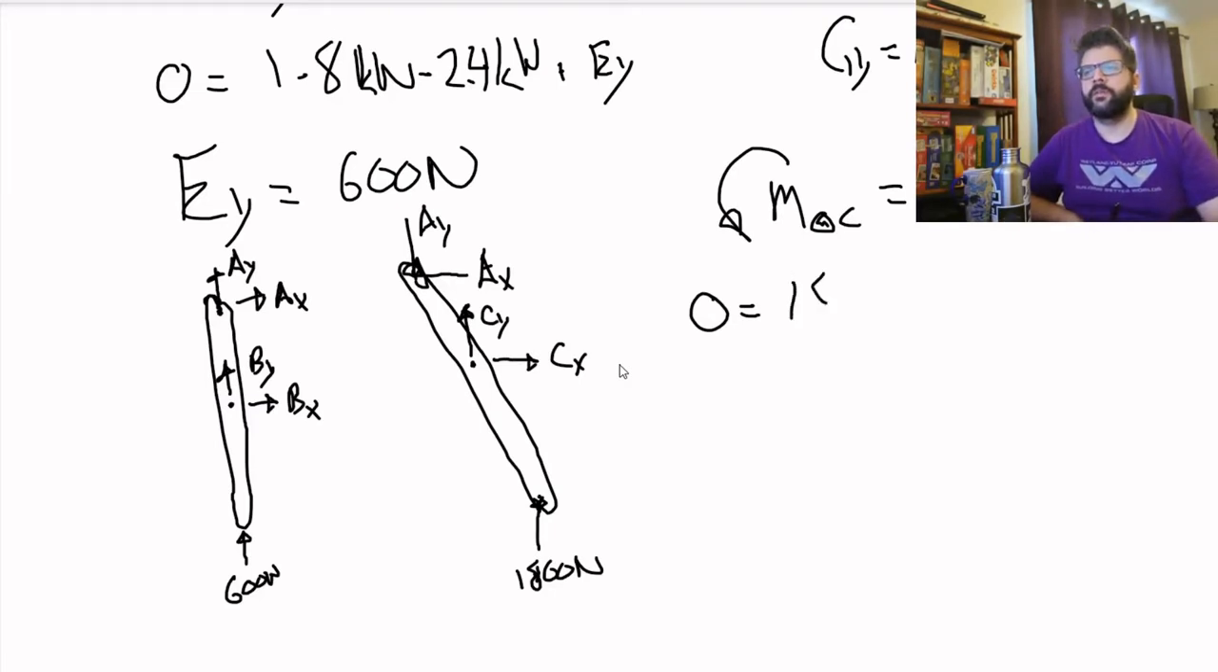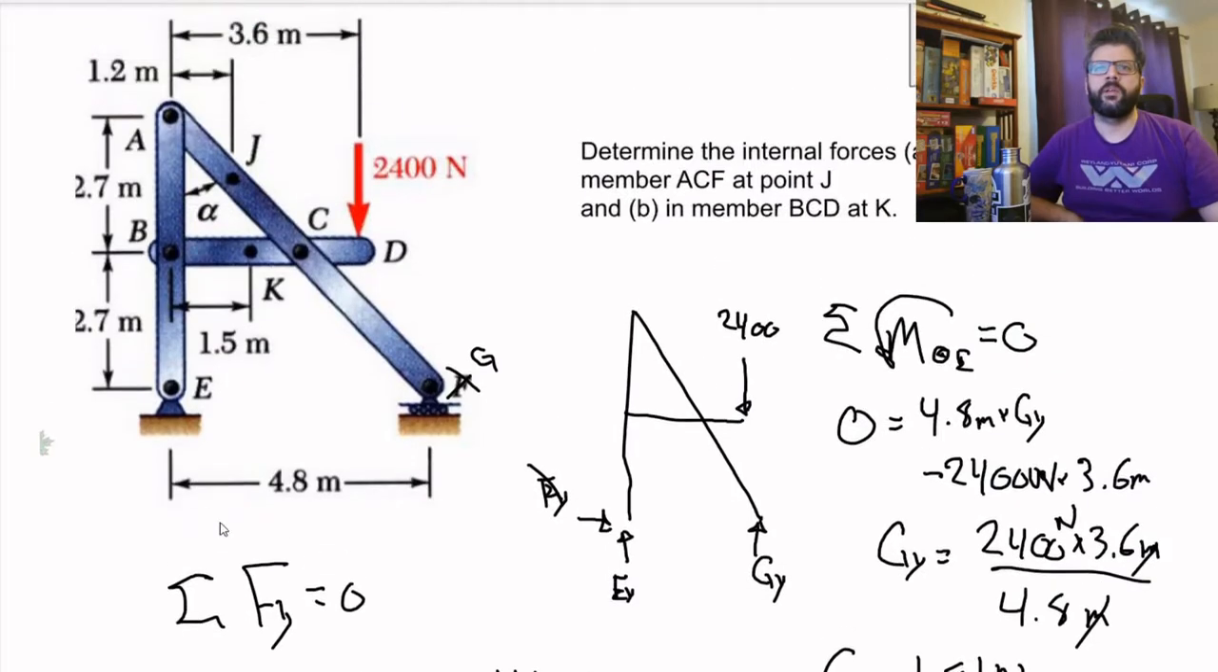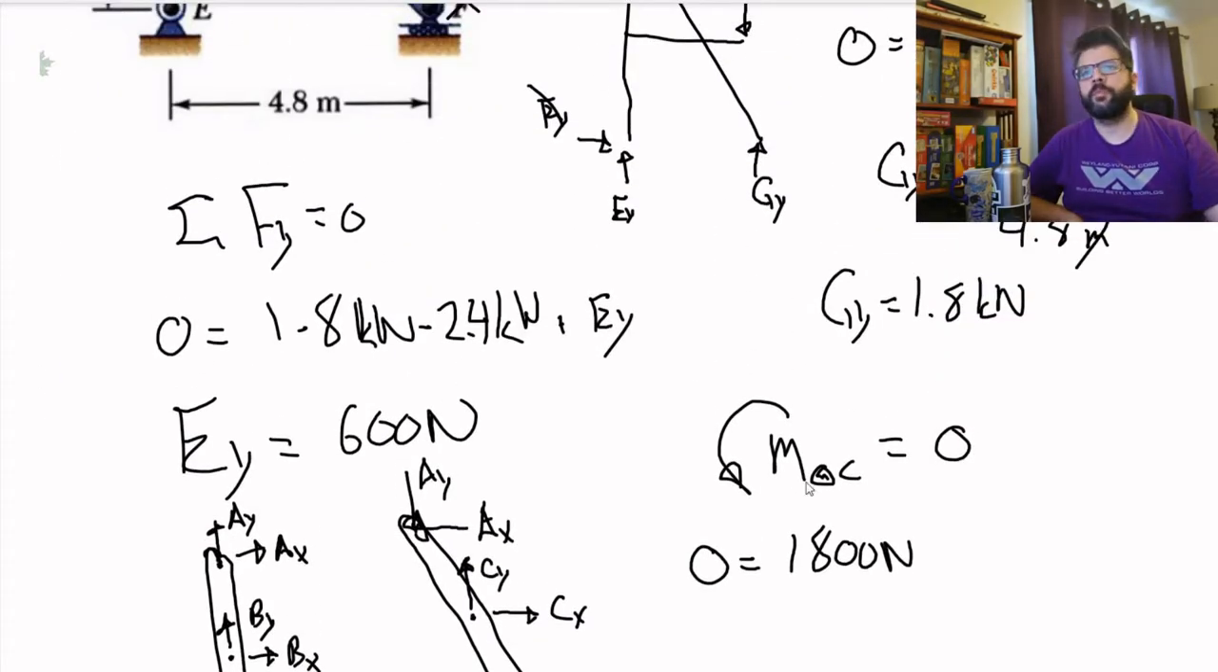So 1800 newtons times, what's the distance between there and there? Okay, so we're going to have to break out the similar triangles here. So we know that 2.7, we know that BCD is mounted halfway up here, so the distance between G and C is going to be halfway between the distance from G and E. So that'll be 2.4 meters.